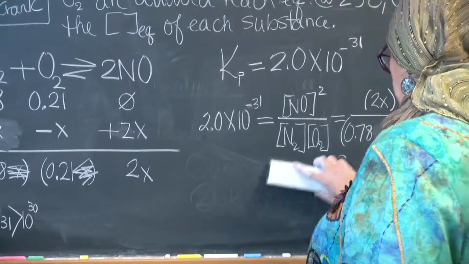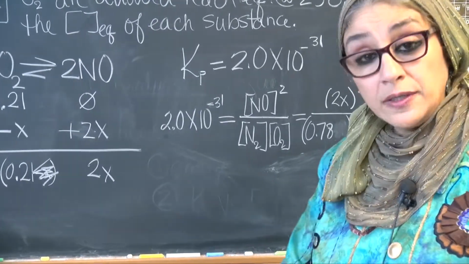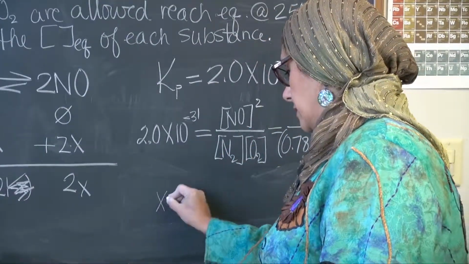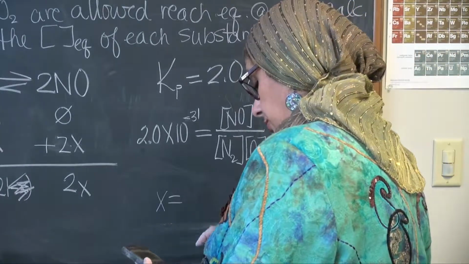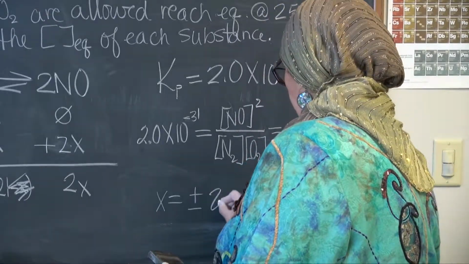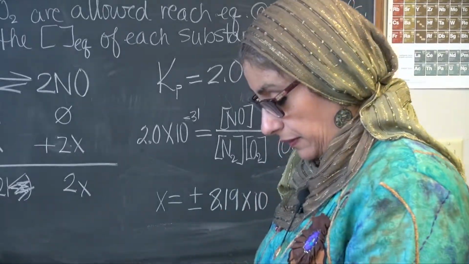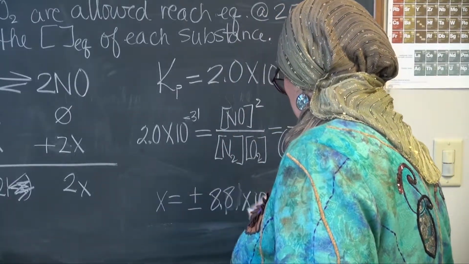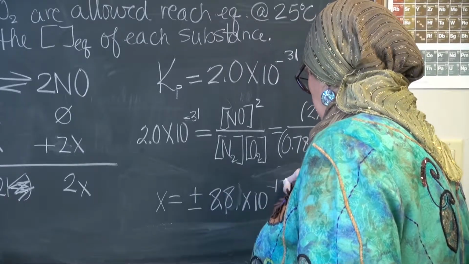So if you would pause the video and go ahead and do the calculation and determine what the value of x is, and then join me. All right, so you should have gotten x when you solve it and you take the square root. You would have gotten either plus or minus 8.8 times 10 to the negative 17.